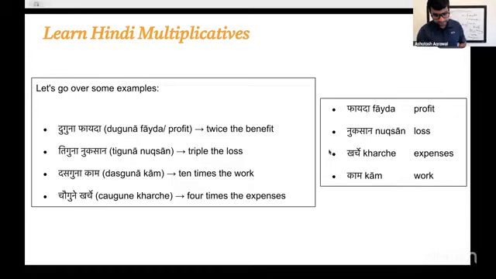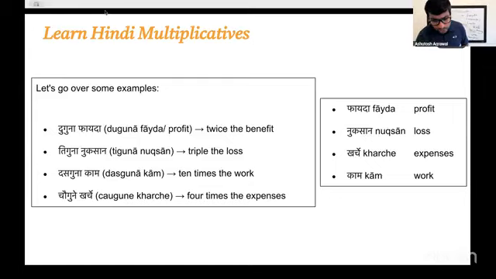10 गुना परेशानी, very good. What does it mean? Like 10 times worried. How will you say my worries have increased by 10 times? मेरी परेशानियां 10 गुना ज्यादा बढ़ गई हैं. Beautiful. बढ़ गई. Wonderful. Okay. Awesome.